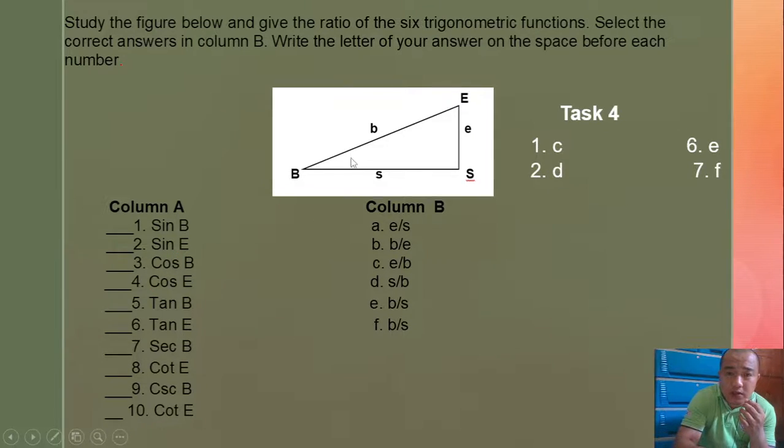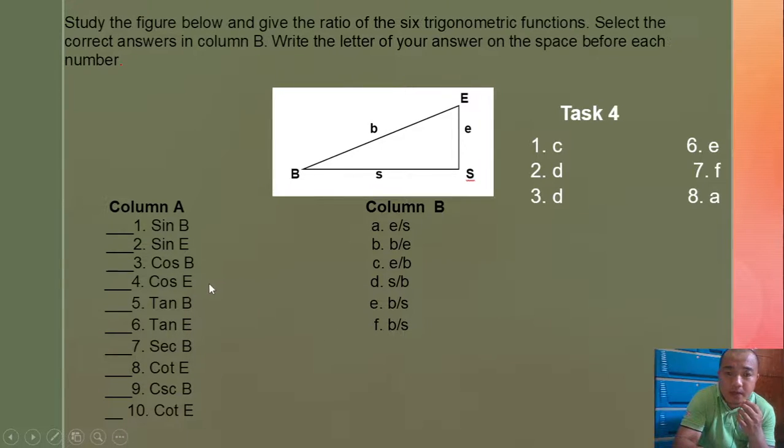Next, number 3. Cosine B. Adjacent side over hypotenuse. S over B. So D. Number 7, secant B. Hypotenuse over adjacent. B over S, I should say. Hypotenuse over adjacent side, B over S.